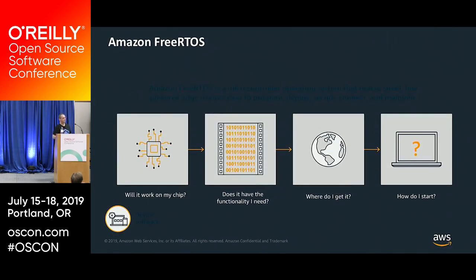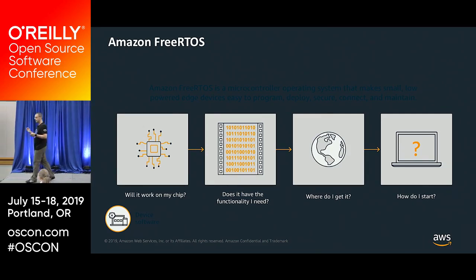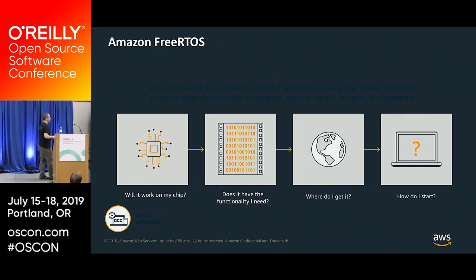So then comes in Amazon FreeRTOS. You may have heard of this. Amazon FreeRTOS is just a distribution of FreeRTOS. It's still open like FreeRTOS. FreeRTOS uses the MIT license. Amazon FreeRTOS uses the MIT license. So what's the big deal about Amazon FreeRTOS?